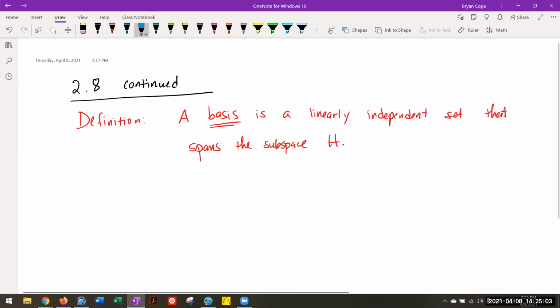There are two big qualifiers to be a basis. One, the set's got to be linearly independent. And two, it's got to span the whole subspace that we're talking about, okay? A really nice phrase to describe a basis is this: a minimally spanning set.